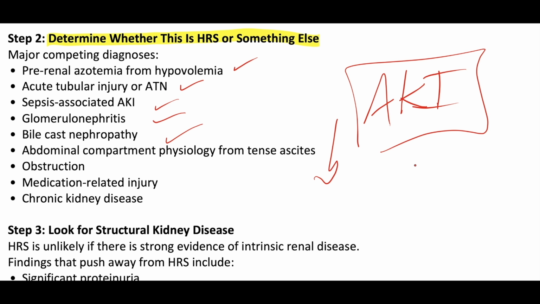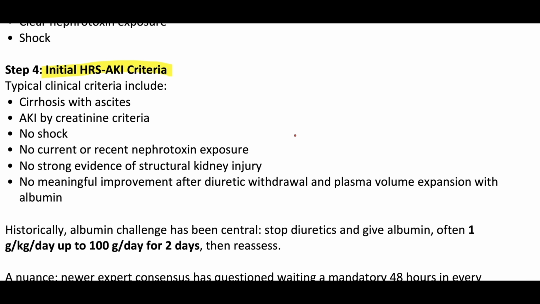And if you start to rule out those other causes, then at this point, look for some criteria that could further support HRS. And this would be, in a perfect world, cirrhosis, ascites, AKI. The patient's not in shock. They have no recent nephrotoxin exposure. They have no structural kidney disease. And they have not had improvement with plasma volume expansion. And this is a key here.